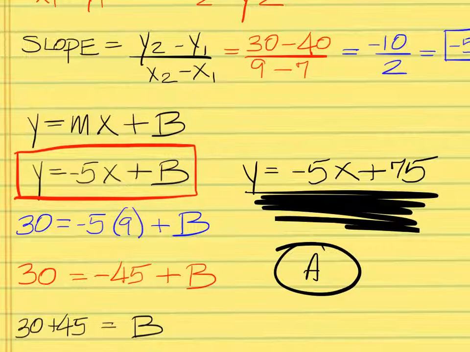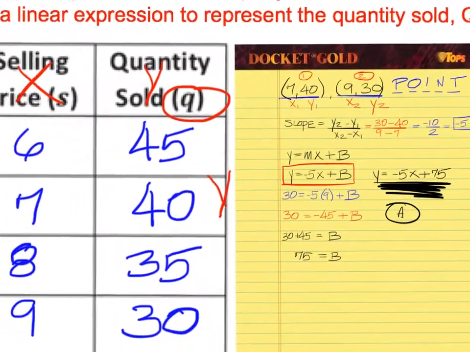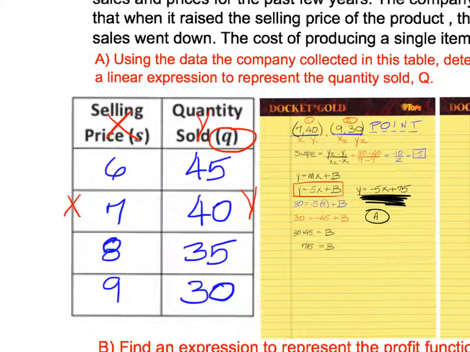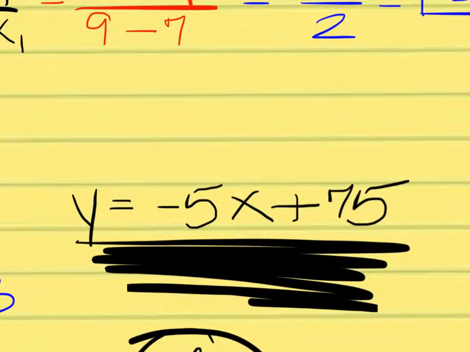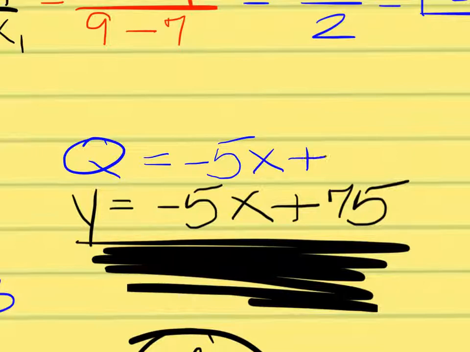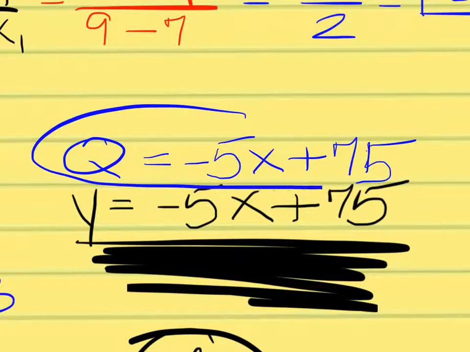Do you remember back in the table, on the left-hand side it was x, and on the right-hand side I said you could let that be y? What was really the variable for the right side of that table? Q. So you can also write this as Q equals -5x plus 75. And this is the one that we will use.